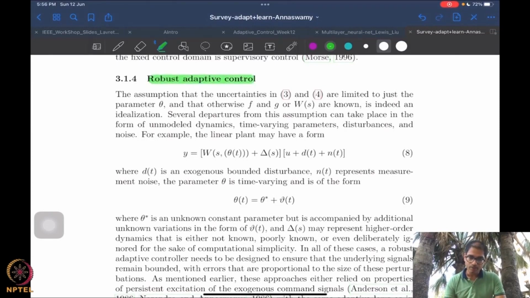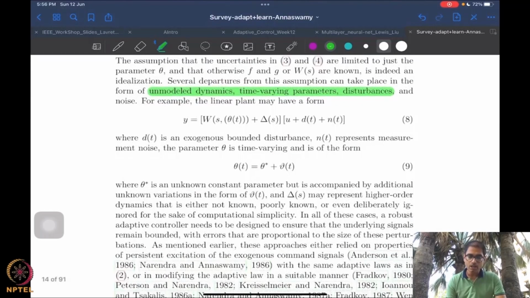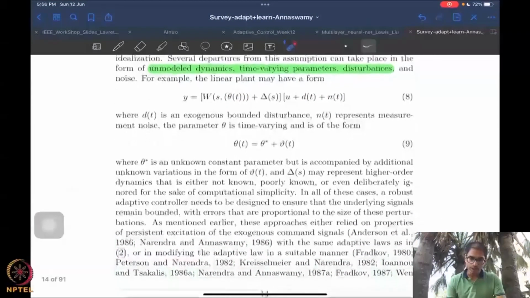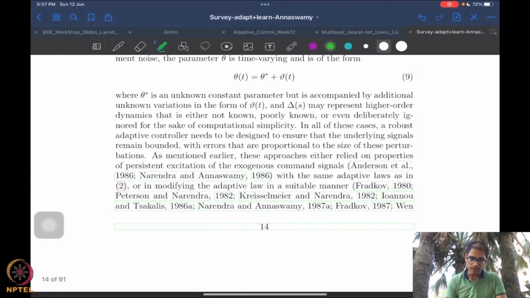The idea being that if there are unmodeled dynamics, time varying parameters and disturbances, how does the plant look? So in the frequency domain, we would have something like this, where of course d is some kind of a disturbance, and n is some kind of a noise, and theta is some kind of a time varying quantity, right? Again, most of these approaches relied on properties of persistent excitation of exogenous commands. This is again Anderson, Narendra, etc.